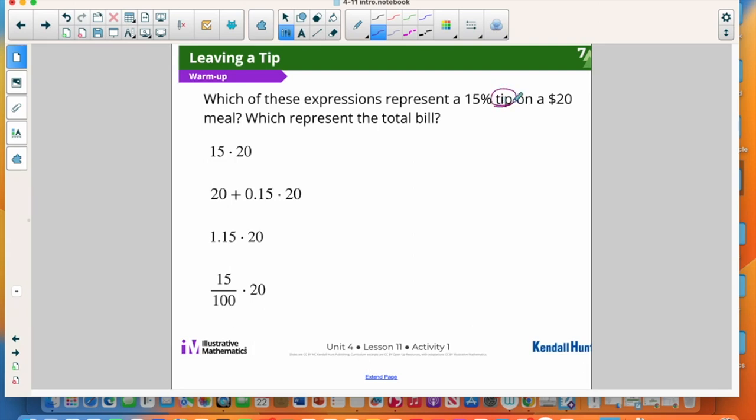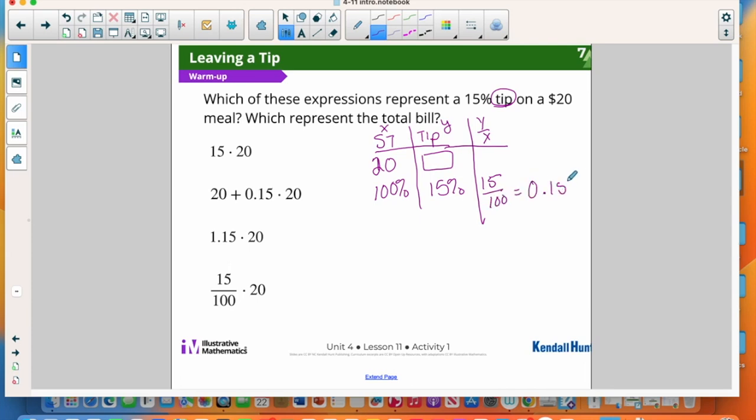So let's just first look at the tip itself. And so we have our subtotal and we have our tip. Subtotal comes first, so that's my X. And I know that that is $20. I'm trying to find the tip. The subtotal is 100%. I'm just looking at the tip. I'm not marking anything up. So that's 15%. So we need to find our constant of proportionality. So y divided by x, 15 divided by 100 is 0.15.